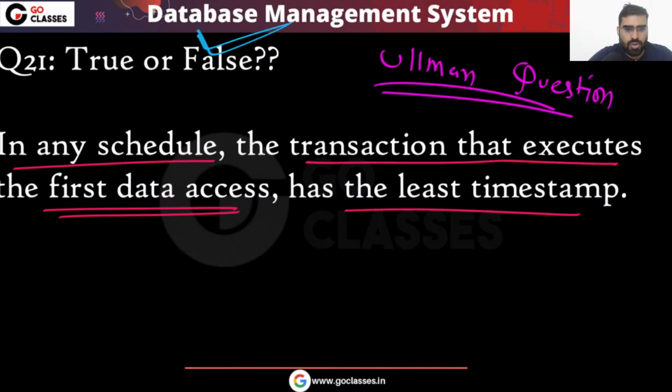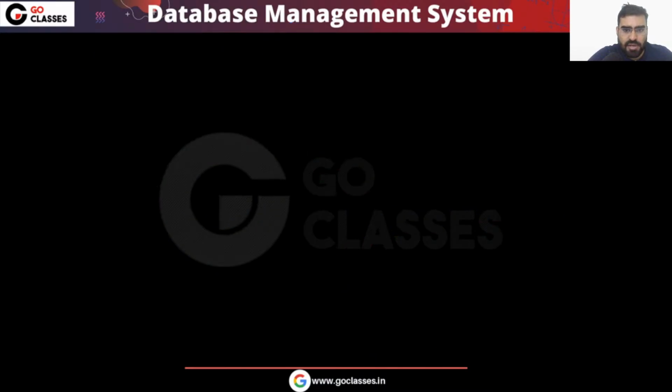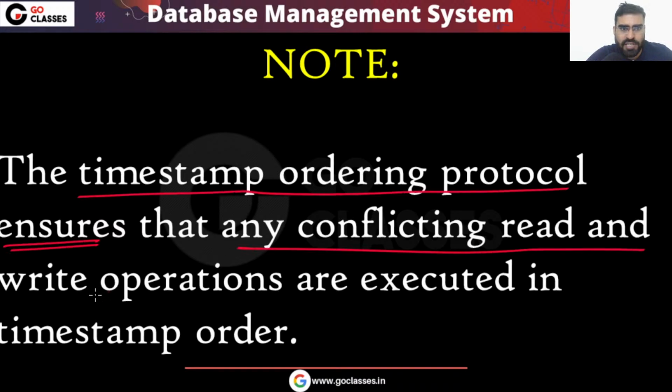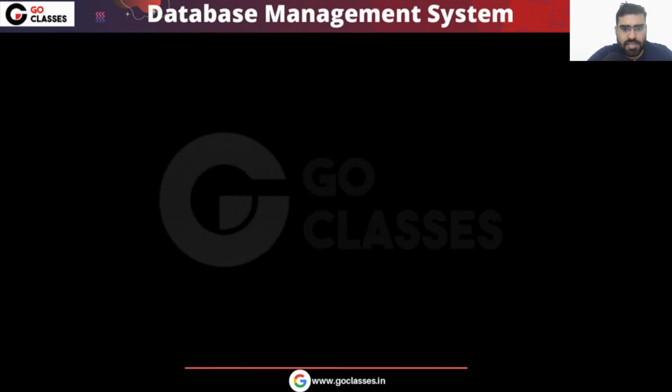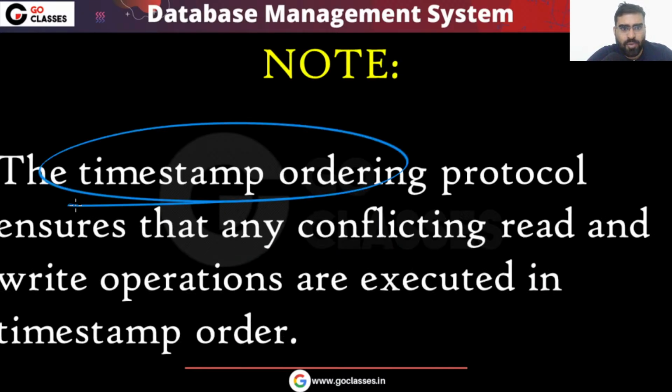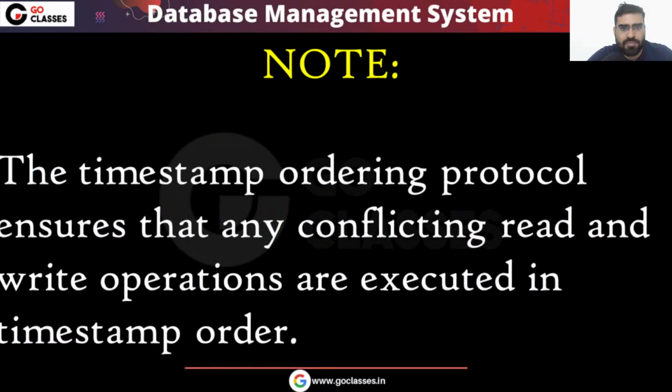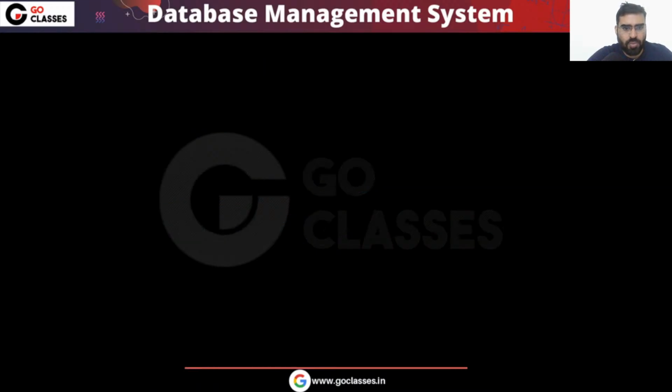Okay. So question number 21 is done. Now let's see the note. The timestamp ordering protocol. So very simple. You already know that the timestamp ordering protocol ensures that any conflicting read and write operations are executed in the timestamp order. This is the idea: in the timestamp ordering protocol, any conflicting read operation and write operation will execute in the timestamp order. This we already know.